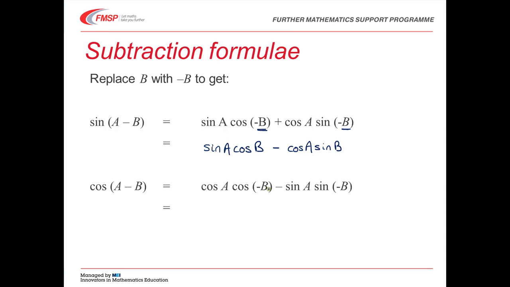For cos of A minus B, again, cos of minus B is the same as cos of B, so the first term doesn't change. And sine of minus B is minus sine of B, which changes that minus sign into a plus sign.